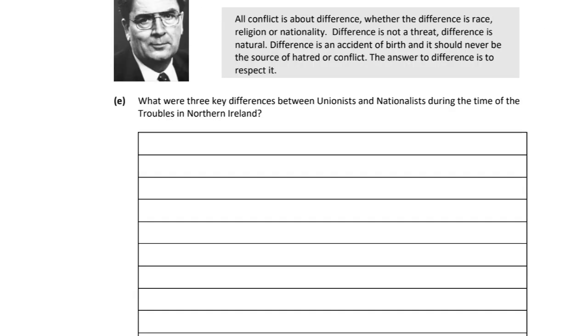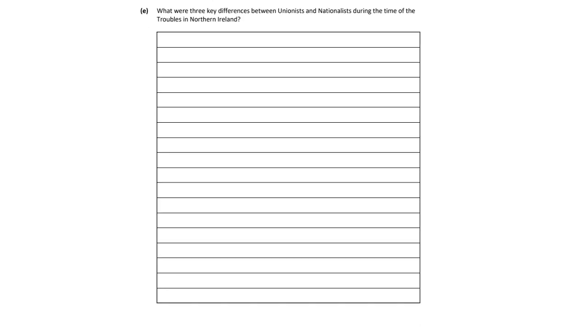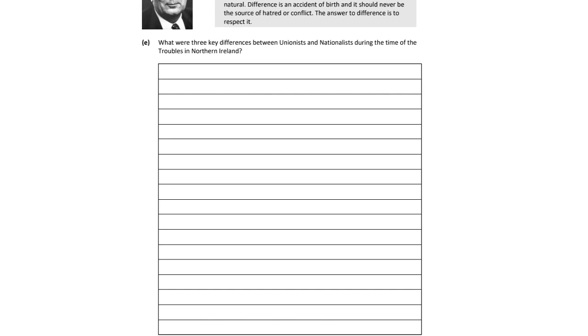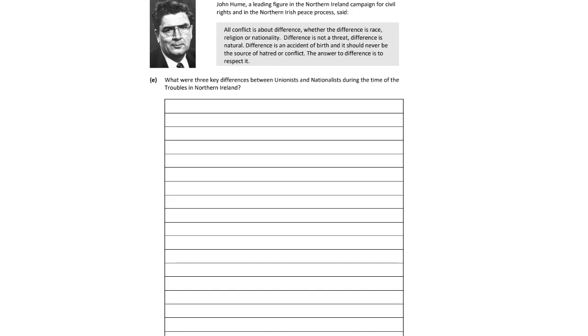The last one here is on the Troubles in Northern Ireland. The tricky question here: what were 3 key differences between Unionists and Nationalists during the time of the Troubles in Northern Ireland? Again, guys, you're given quite a bit of space. The question could be worth maybe 18, maybe more, maybe 24 marks, okay? So you need to be able to identify at least 3 key differences. So 3 key differences, name them and explain them.